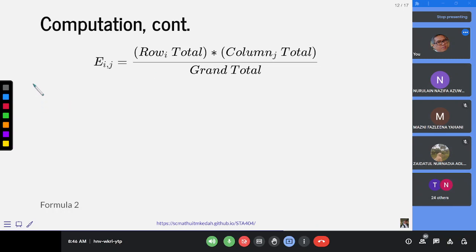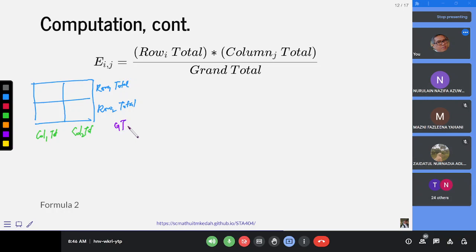So kalau kita tengok yang kita punya gambar tadi, kita ada row and column. Okay, so kita ada yang ni row 1 total. So ini kita ada row 2 total. Here you have column 1 total. This one is column 2 total. And then this will be the grand total. So itu yang dimaksudkan.